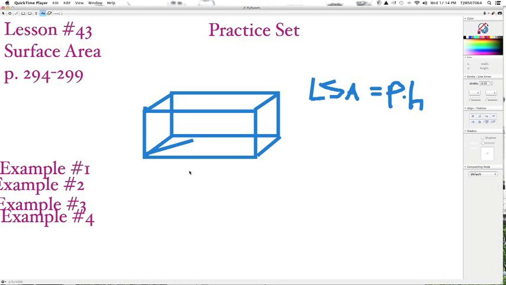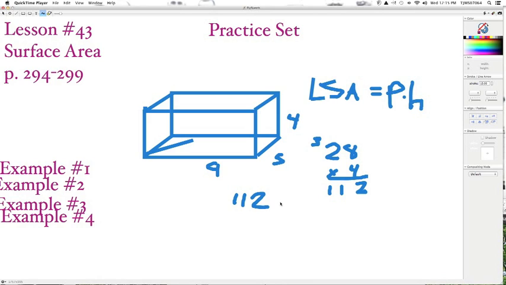So what's a perimeter? I see this is 9, this is 5, the height of 4. So if we walked around, we have 9 plus 5 is 14, plus 9 plus 5 is 14. So we're going to have 28 times 4. 8 times 4 is 32, put down the 2, carry the 3, 4 times 2 is 8, plus 3 is 11. So that is 112 inches squared. So far, so good.